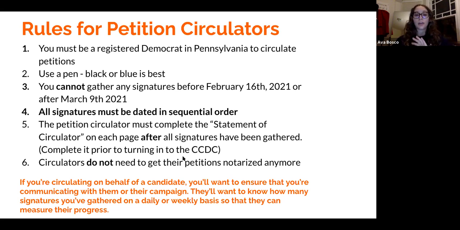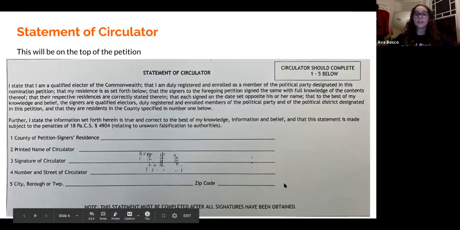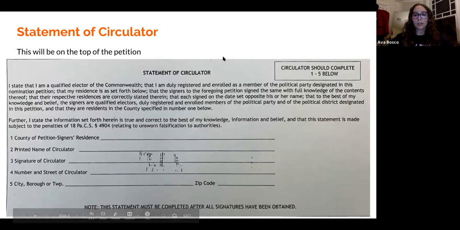If you are planning to circulate on behalf of a candidate, you'll want to ensure that you're communicating with them or their campaign. They're likely going to want to know how many signatures you've gathered on a daily or weekly basis so that they can measure their own progress. This is what the statement of circulator will look like. This will be at the top of your petition.